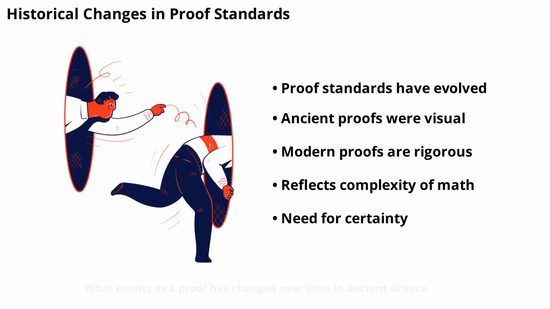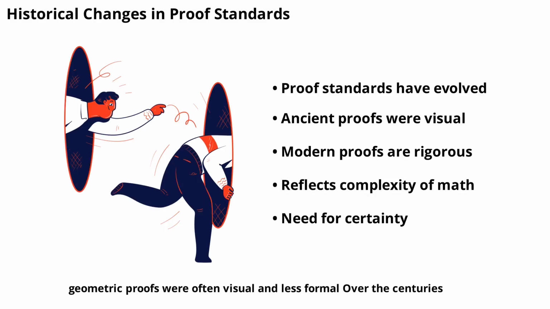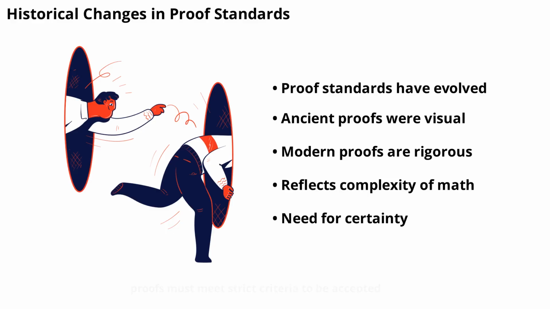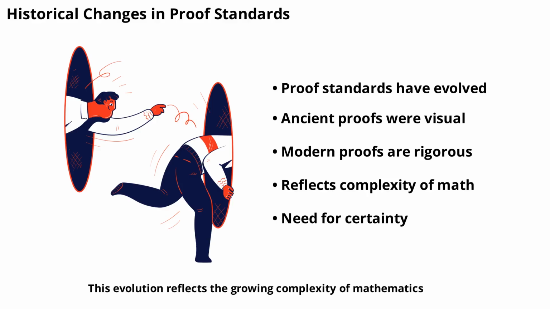What counts as a proof has changed over time. In ancient Greece, geometric proofs were often visual and less formal. Over the centuries, standards became more rigorous, with greater emphasis on logic and precision. Today, proofs must meet strict criteria to be accepted. This evolution reflects the growing complexity of mathematics and the need for absolute certainty in our conclusions.